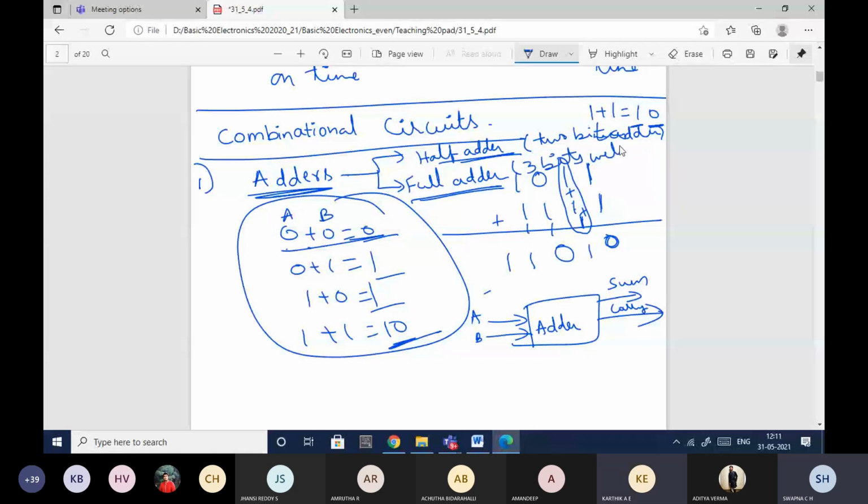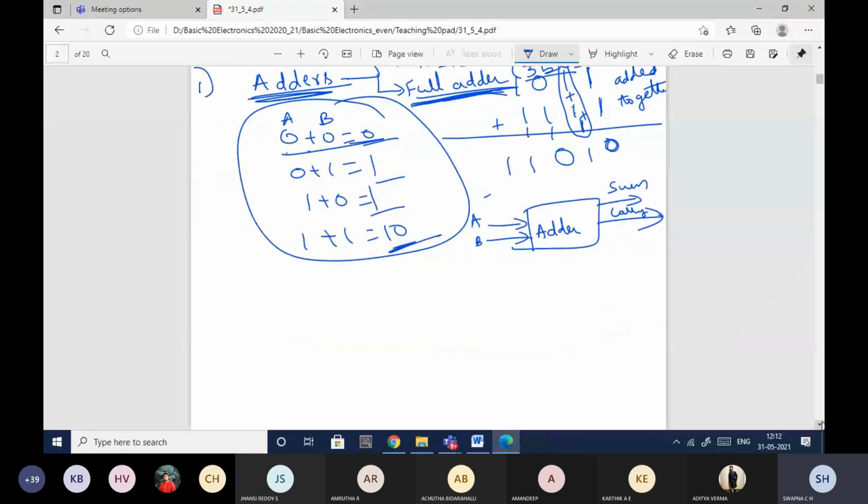So an adder is a circuit which will perform addition between two binary numbers. Again these adders are divided into two types, half adder and full adder. Half adder in the sense it will just add 2 bits. But when you are adding two binary numbers like this, there may be a carry term where you have to add 3 bits. When you are adding 3 bits, that kind of adder is said to be the full adder. So first we'll go with the half adder.